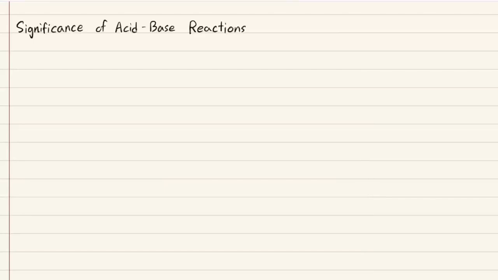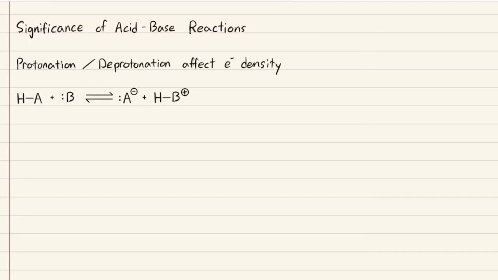Finally, we will discuss their significance. Protonation and deprotonation affect electron density. When a neutral molecule is deprotonated and becomes its conjugate base, it gains a negative charge and becomes more electron-rich. Conversely, when a neutral molecule is protonated and becomes its conjugate acid, it gains a positive charge and becomes more electron-poor.